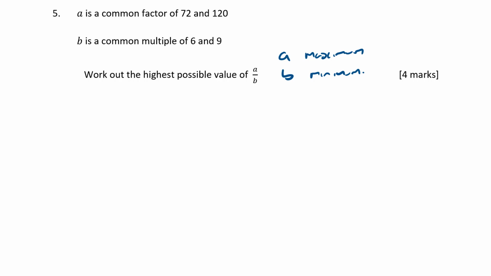So let's take b to start with then. I think that one's going to be easier. A common multiple of 6 and 9. If we want b to be minimum, we're actually asking for the lowest common multiple of 6 and 9.